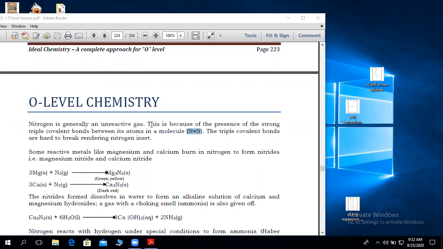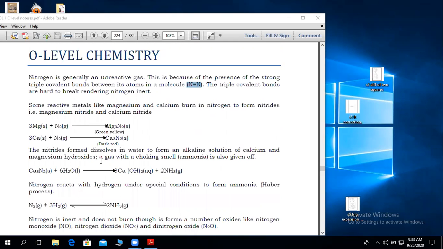So I repeat, nitrogen is generally inert or unreactive because of the presence of a strong triple bond between the nitrogen atoms in the molecule. And for nitrogen to react, this triple bond must be broken. However, it reacts with burning magnesium because burning magnesium produces a lot of heat energy, which breaks the triple bond between the nitrogen atoms.